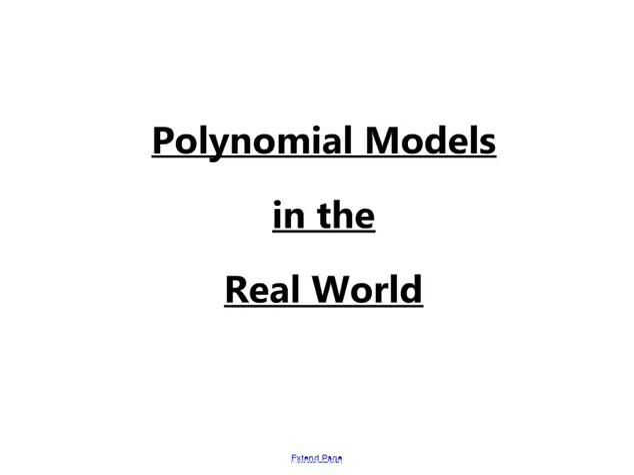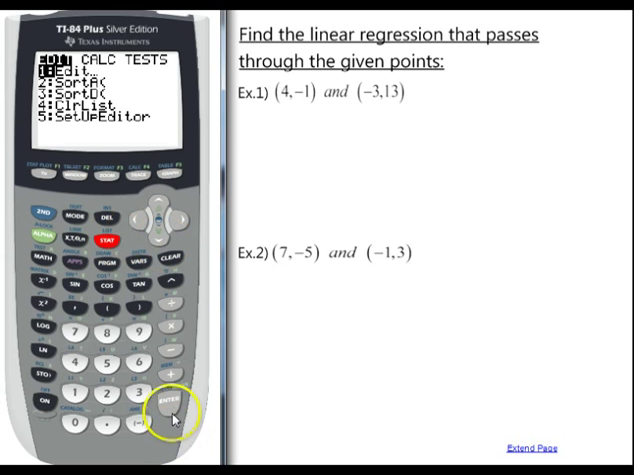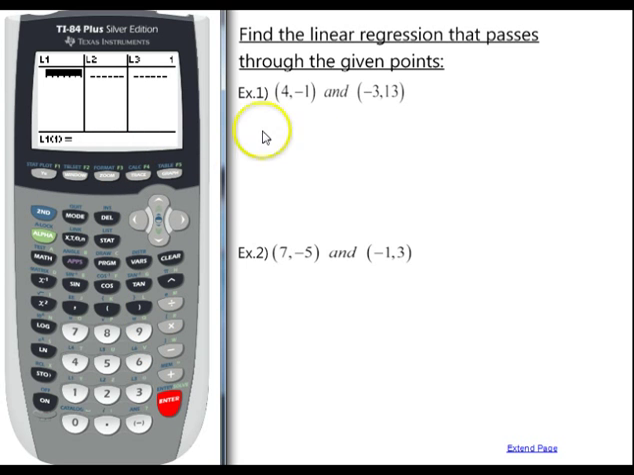Polynomial models in the real world. Given these two coordinate points, we want to find the linear regression that passes through them. So we're going to go to Stat, Edit, and then we're going to go ahead and type in our points.